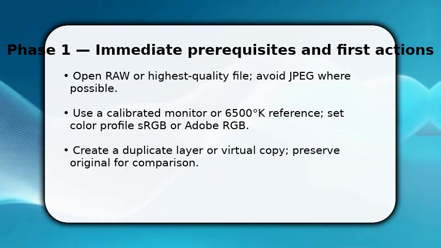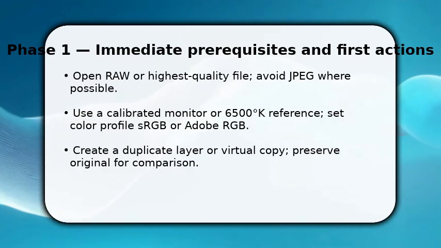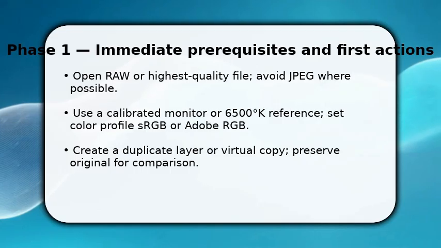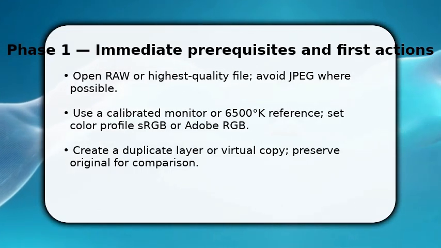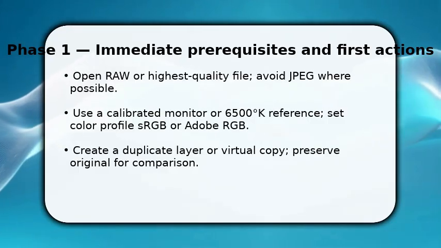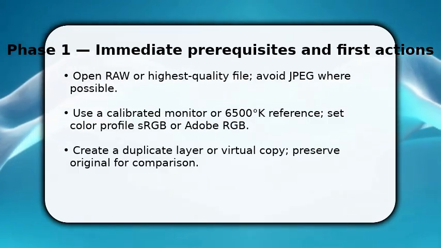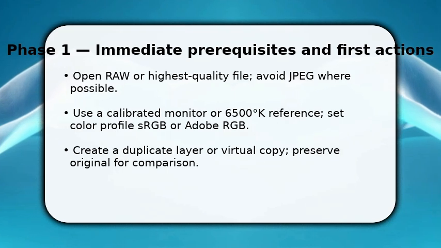You start by opening the highest quality file you have, preferably RAW, so you retain color information. Set your monitor to a neutral 6500 degrees K reference and choose sRGB or Adobe RGB to stay consistent. Once done, make a duplicate layer or virtual copy so you can compare changes and preserve the original. You're preparing the workspace and the reference point. This avoids guesswork later and ensures you can revert if a correction skews the image.